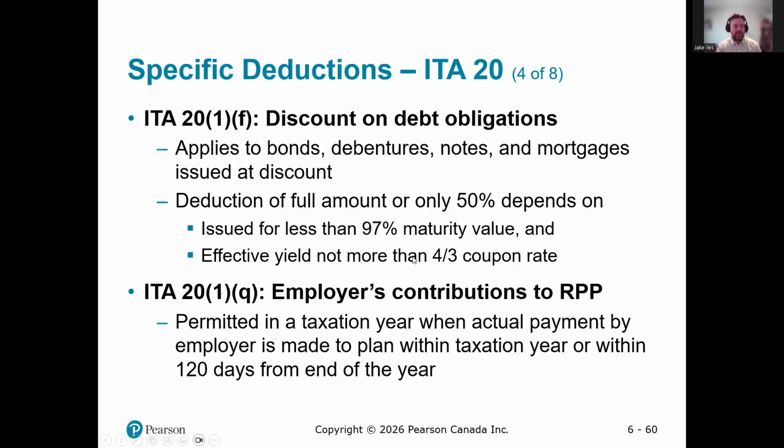I'm not going to go through these two items now. We will revisit this in Chapter 7 when we discuss property and passive income. We will discuss bond interest and we'll go into more detail on these criteria then.